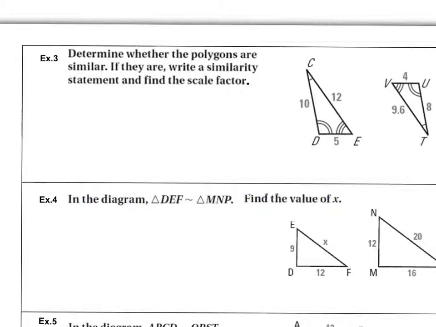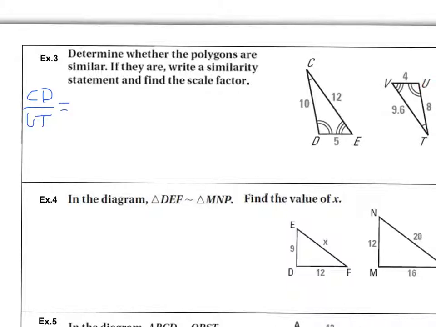So let's see here. CD is what I'm going to start with. And CD goes with what other side? Well, CD is between the 1 congruence angle and the 2 congruence angle. So we need to find the one in the other triangle that's like that. And that would be UT.